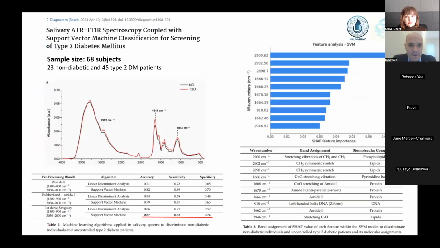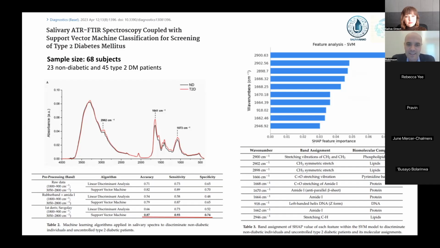Next one, please. In this case, we have tried in diabetic patients, our first work. We have around 70 subjects, and we were able to detect the presence of diabetes with 87% of accuracy. Thus, as we can see on the right side, the changes were related to phospholipids, proteins, and also DNA.